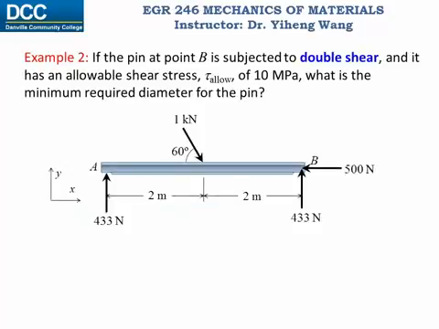Again, we learned how to do that in the statics class. Notice that at point B, there are two force components, a vertical force of 433 newtons and a horizontal force of 500 newtons. And through vector addition, we know that the resultant force here is 660 newtons. This shows that at point B, the force exerted by the support to the beam is 660 newtons.